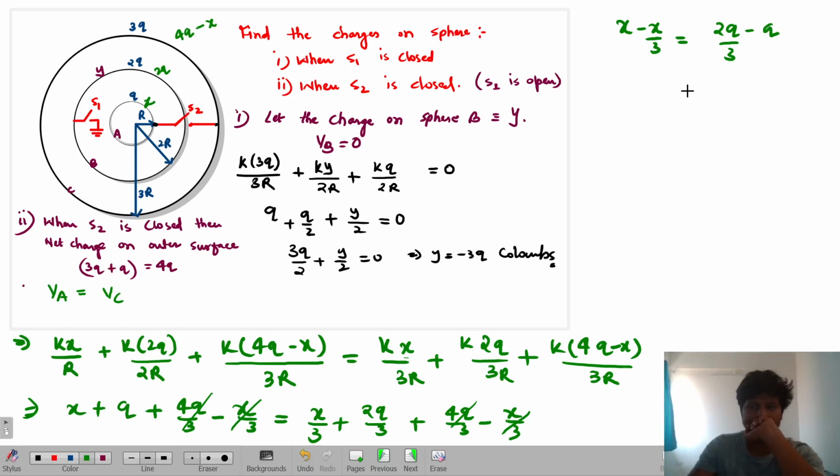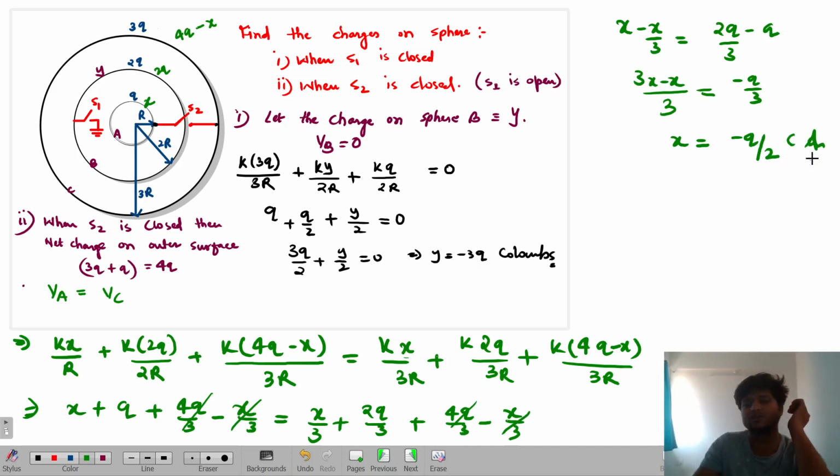यही आ रहा ना? Equation आएगा 3x minus x by 3 is equal to minus q by 3. तो x is equal to कितना आएगा, minus q by 2 coulombs. That's it. Is that clear? समझ में आया? If I put minus 3, so 2q minus 3q, so minus q by 3 now, and here it is. Got it?